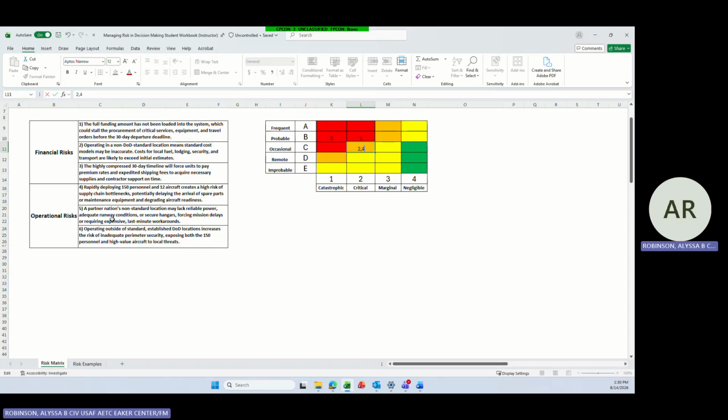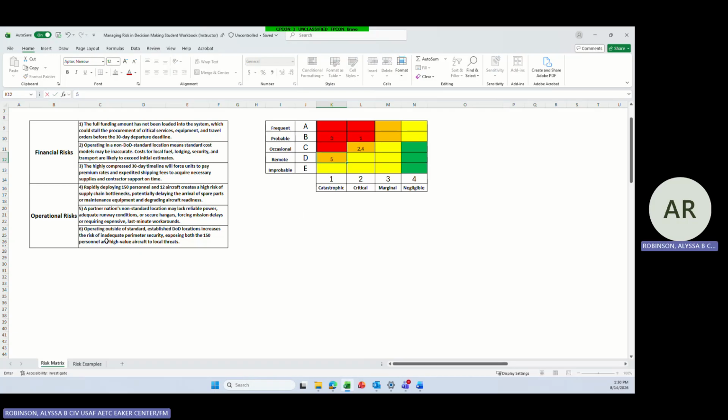Next, a partner nation's non-standard location may lack reliable power, adequate runway conditions, or secure hangars, forcing mission delays or requiring expensive last-minute workarounds. So this one I would say is remote, but catastrophic.